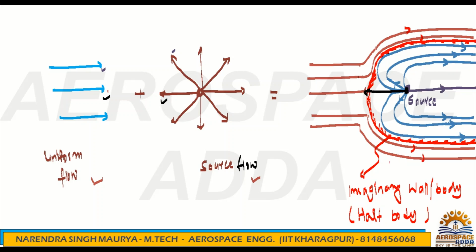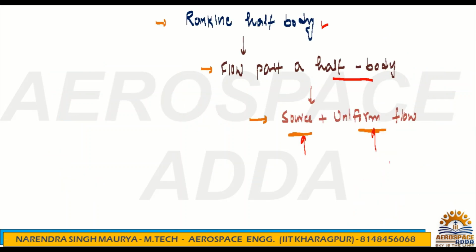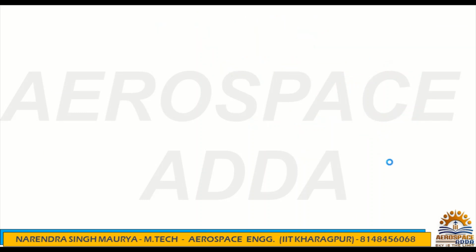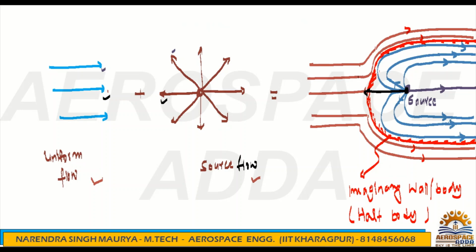Who has accomplished this half body concept? Rankine, that scientist name, hence it is called Rankine half body. A simple idea only, right? So our analysis up to this, it is very clear. You got that. Okay, these red lines are the imaginary wall where the streamline cannot intersect. So if it is not intersecting, it means there is no across flow. If there is no across flow, we can consider it's an imaginary wall or body.